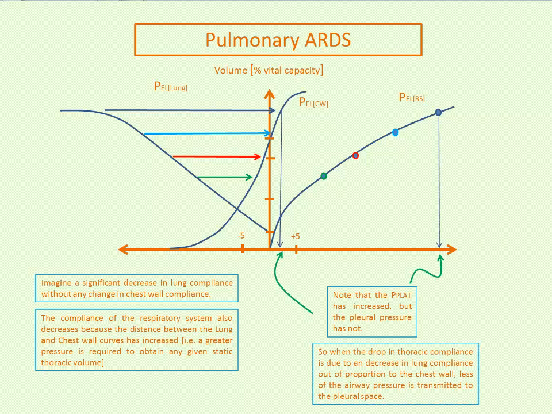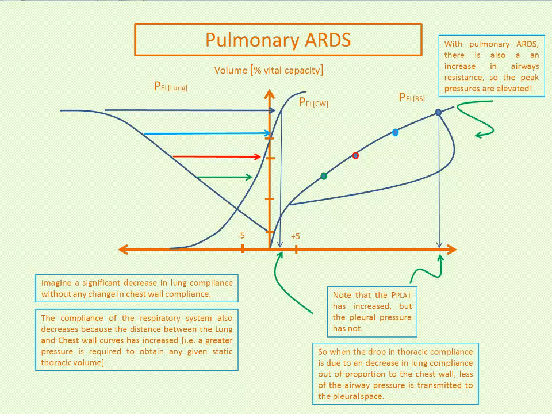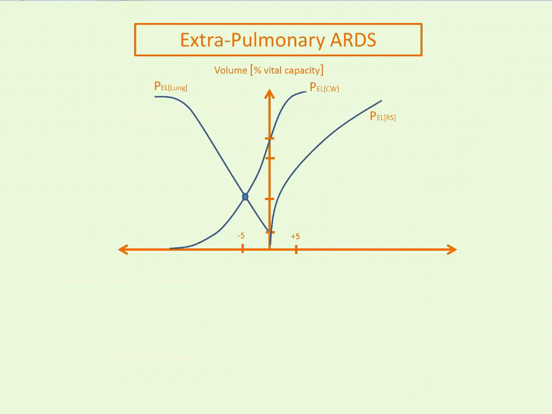So your plat goes up, but your pleural pressure does not. So this is a representation of an increased transpulmonary pressure. There tends to be an increase in airways resistance with ARDS as well, so peak pressures will go up, and this is the dynamic curve that we talked about in Chapter 1.